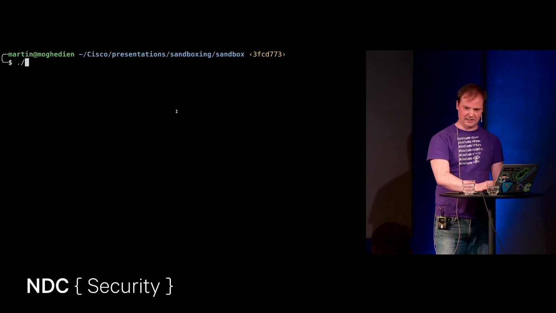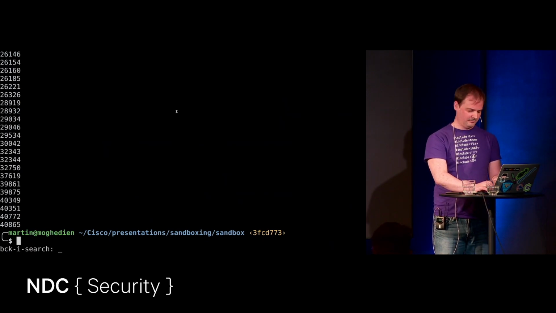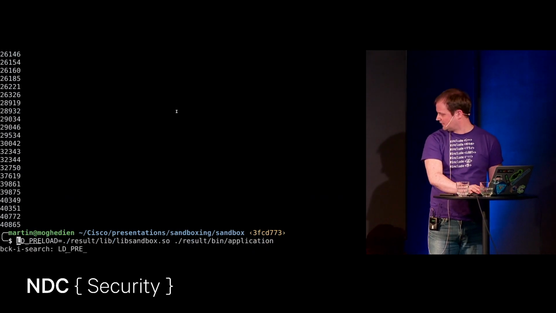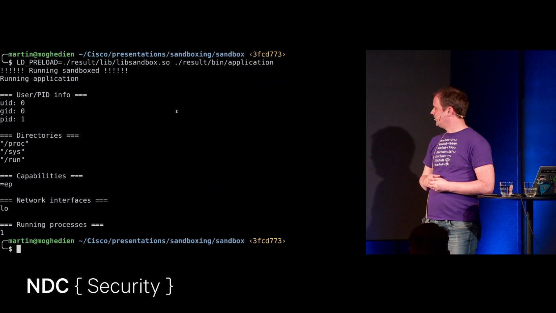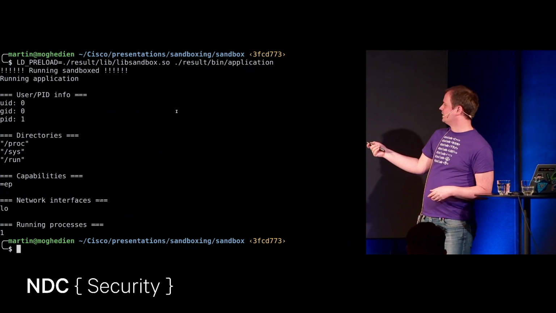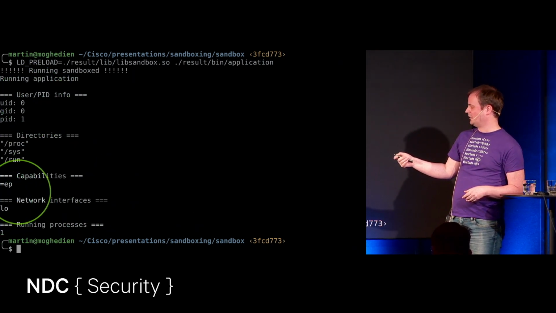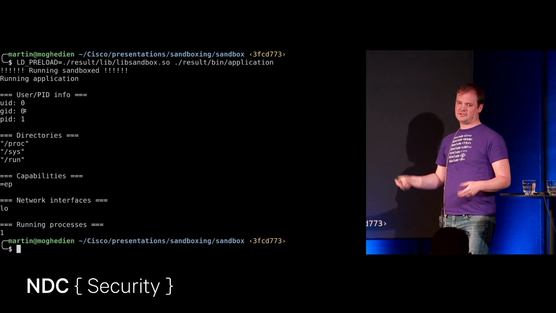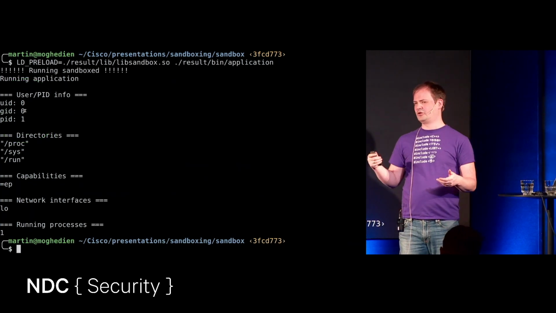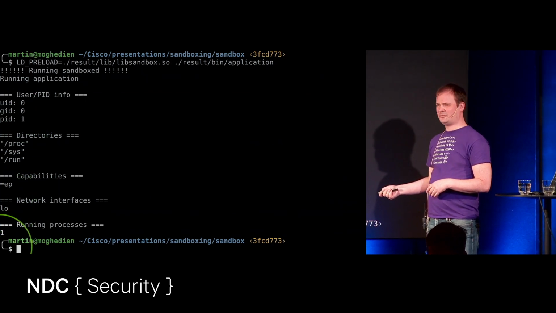Now the application is unchanged in this. It still does a lot of stuff. But if I run this with LD_PRELOAD, there's a lot less information here. So you see I'm running as something that looks like root, and I'm PID 1. I have every capability. I have no network interfaces. I have some directories mounted. Those are stuff I just mounted to show it. I could have removed everything in this. And I have one running process, which is myself.